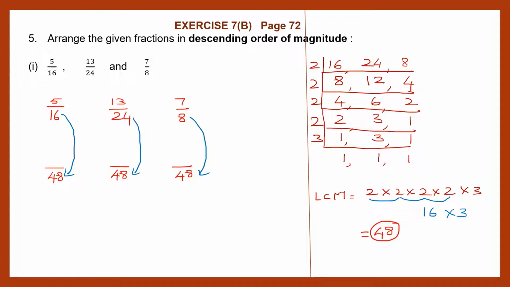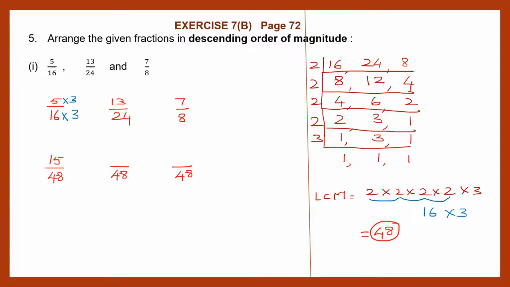Now we need to see how we got that. How did we change these denominators to 48? What do we need to multiply that with? So 16 into 3 will give you 48. So multiply the numerator also by 3. 5 3's are 15.